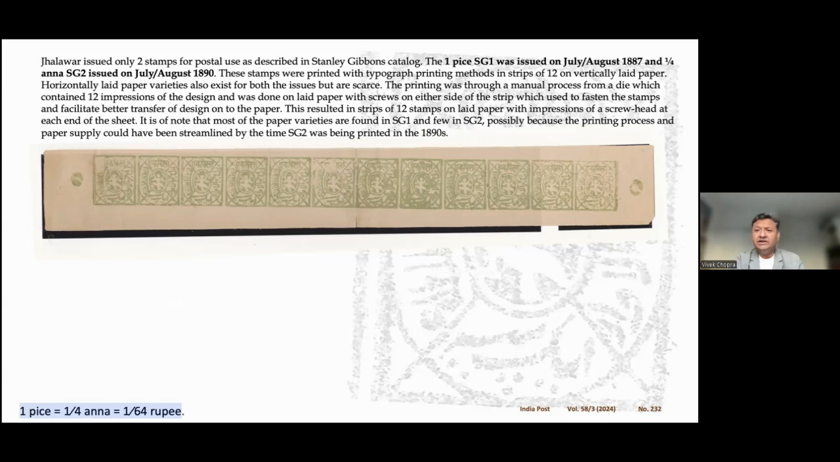And the printing was through a manual process from a die, which contained 12 impressions of the design, and it was done on laid paper with screws on either side. So if you look at this one here on the left, and this green impression on the right, these were actually the fastening screws which held the die against the paper so that the design was transferred properly.